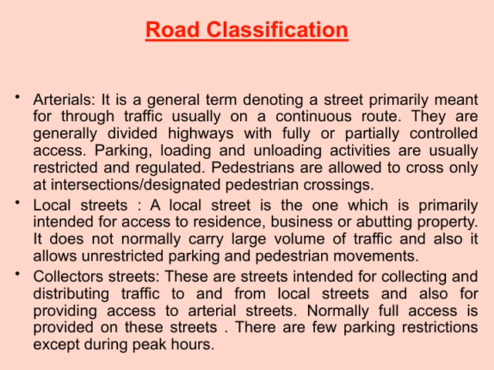Let's take a closer look at road classification, starting with arterials. These are the main streets designed primarily for through traffic, meaning they usually run continuously across different areas. You'll often find that they are divided highways with either fully or partially controlled access, which helps keep traffic flowing smoothly. Parking, loading, and unloading activities on arterials are generally restricted or regulated to avoid disruptions. Pedestrians are allowed to cross these roads, but only at intersections or designated crossings, ensuring safety and efficiency.